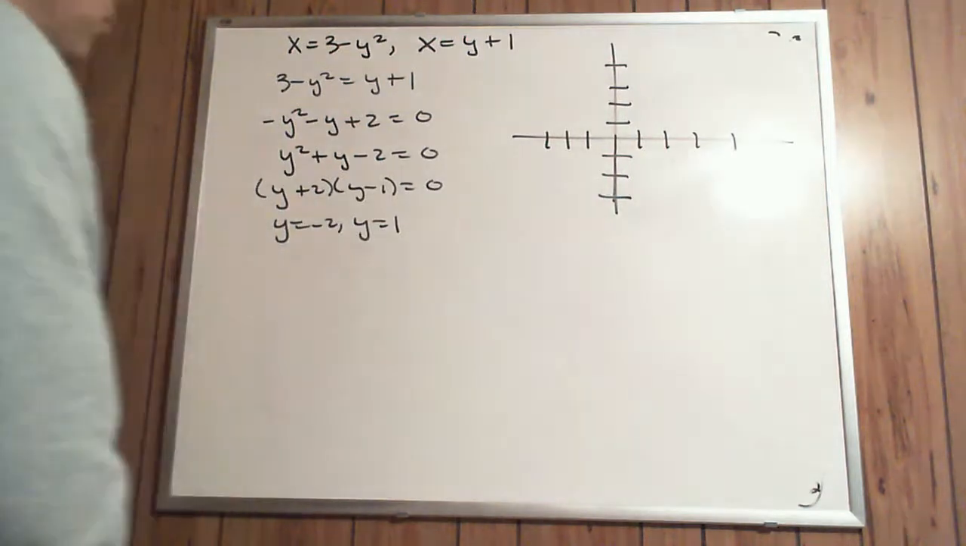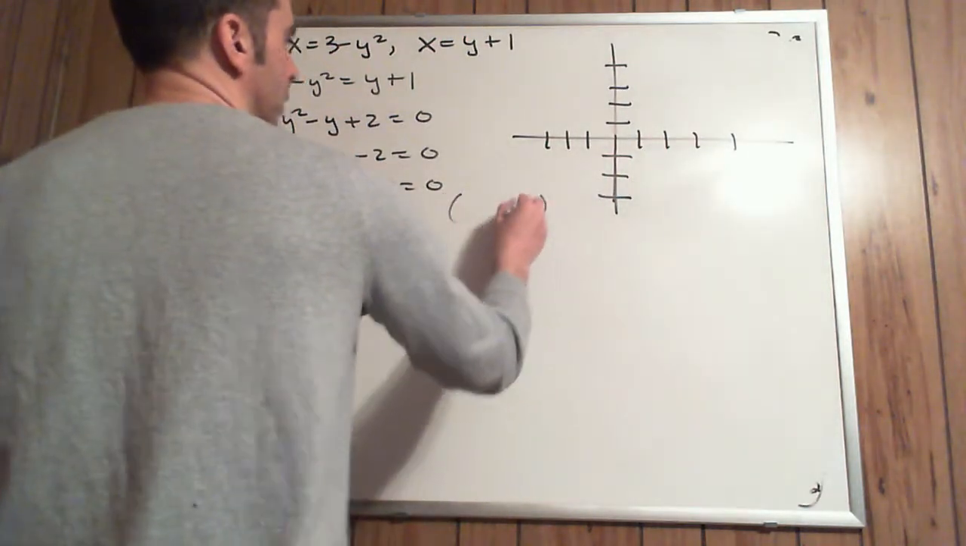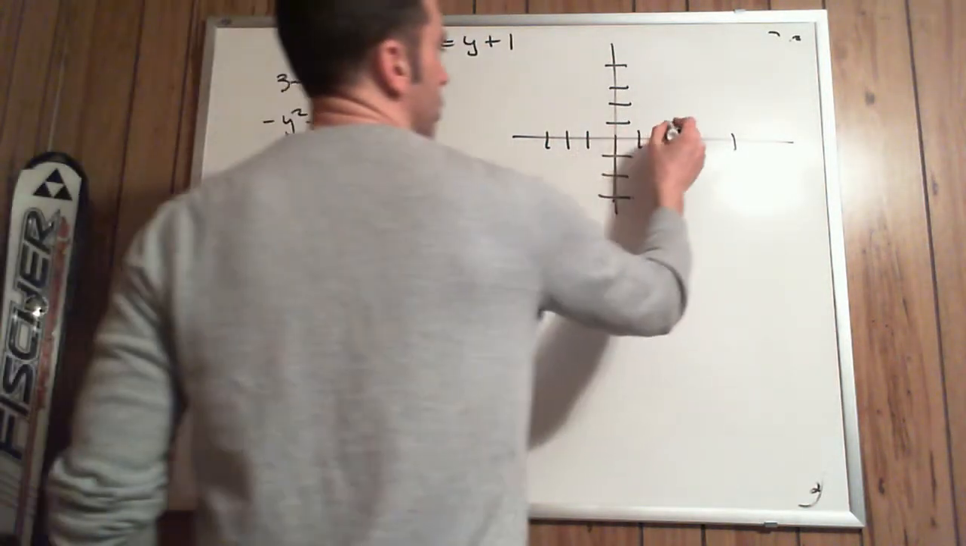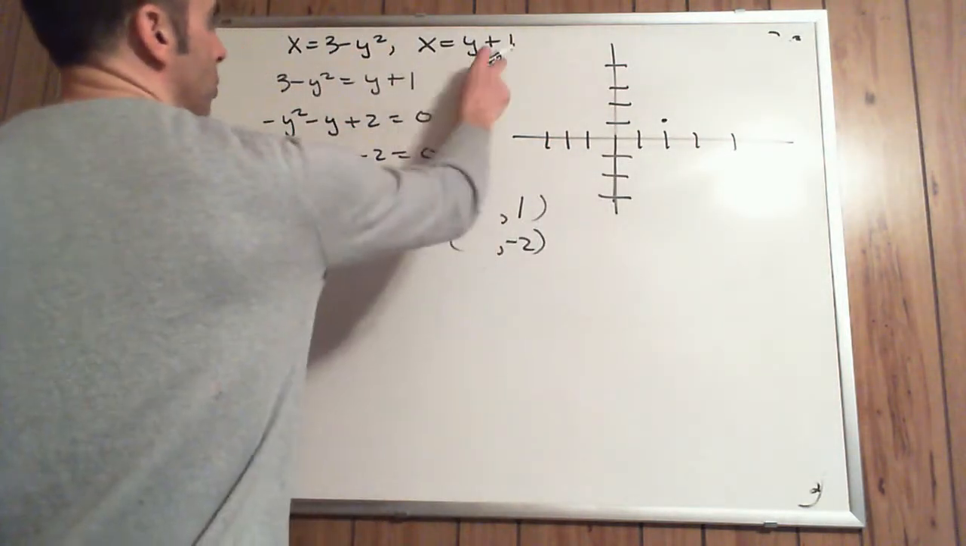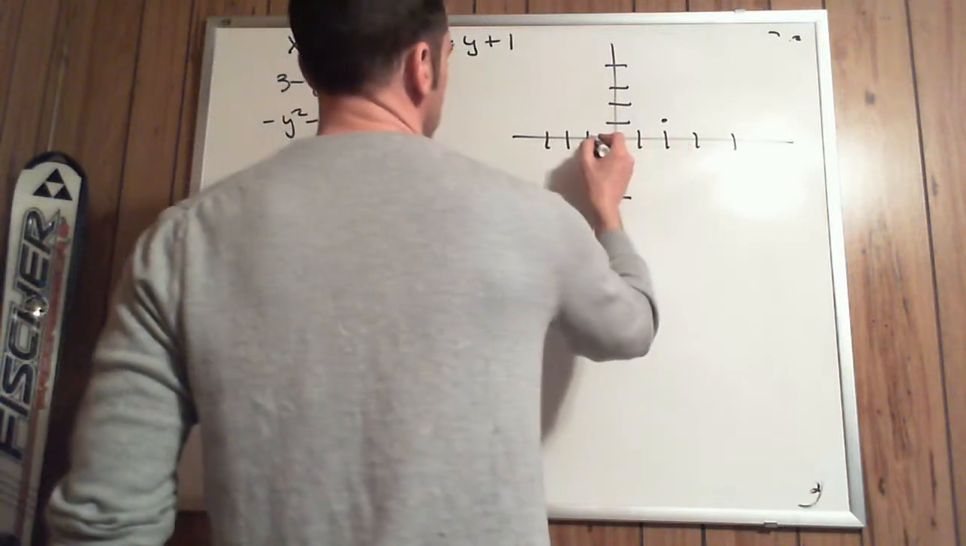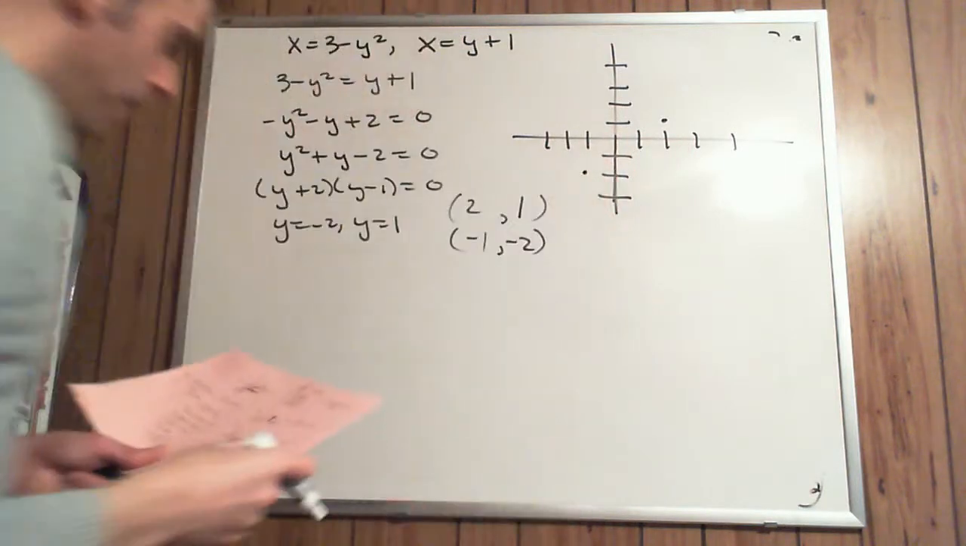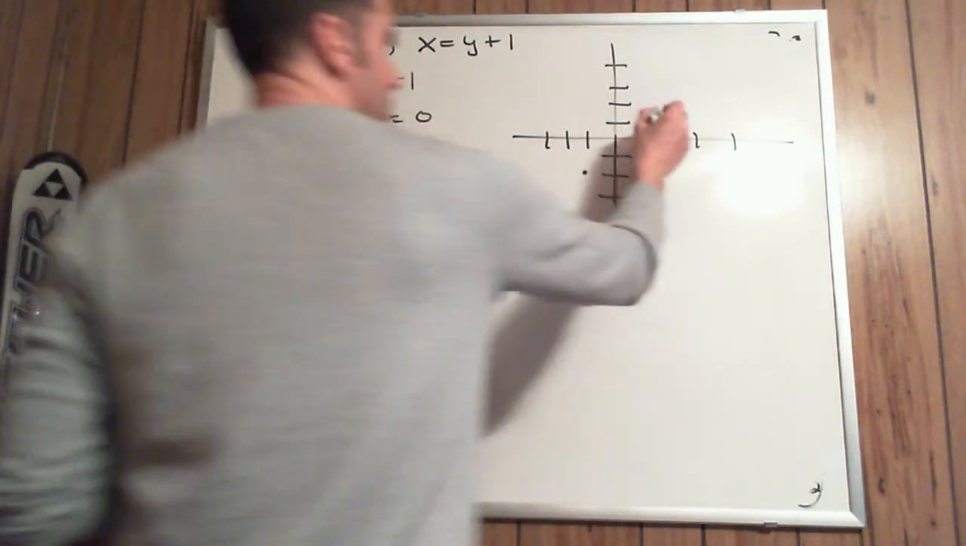Okay, so now I pick y is 1, and x is 2. Over 2, up 1. And when y is negative 2, I'll get negative 1. So negative 1, negative 2. So those are the points where the graphs intersect.